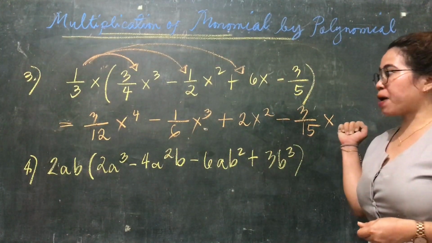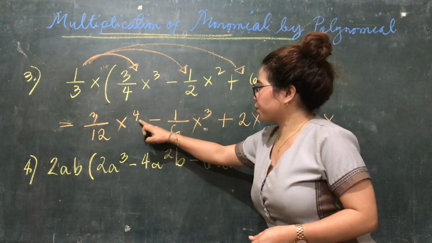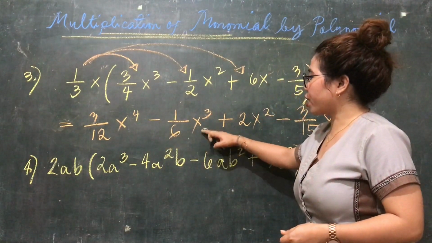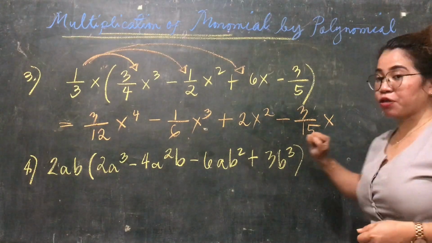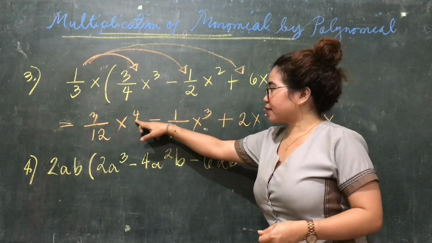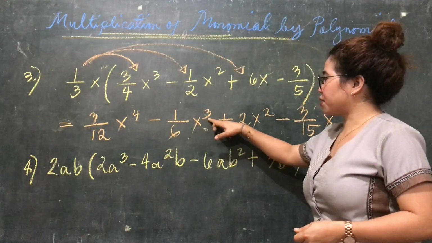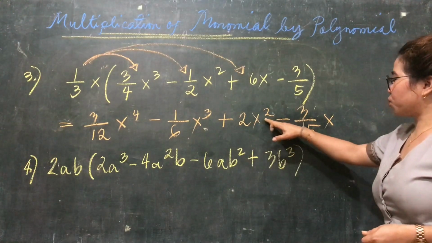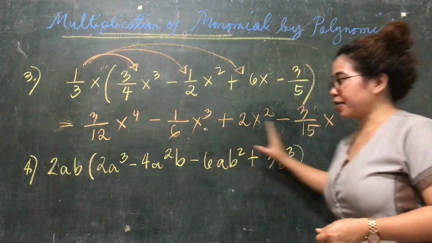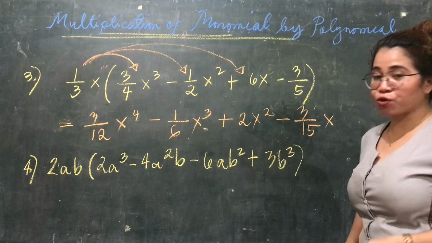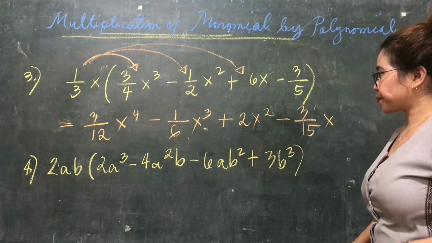Arrange it in descending order: x to the 4th, x cubed or x to the power of 3, x squared, and then x. Look at these powers: the power is 4, the next is 3, the next is 2, and the next is 1. We cannot combine them, but we can reduce the fractions.